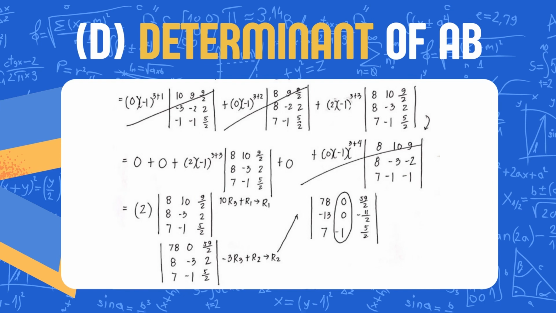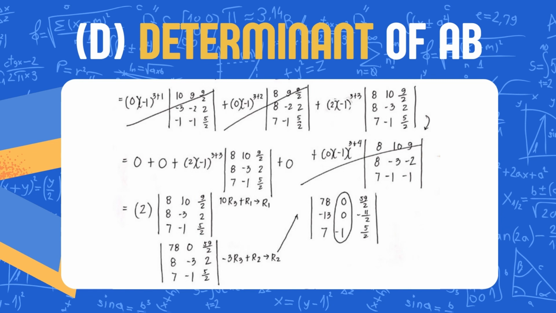Therefore, we are going to perform elementary row operations to again achieve the desired row or column with the maximum number of zeros, so that it is easier to solve and requires a shorter time. The step is 10R3 plus R1 yields R1. So 10 multiplied by 7 plus 8 is equal to 78. 10 multiplied by negative 1 plus 10 is equal to 0. 10 multiplied by 5 halves plus 9 halves is equal to 59 over 2.